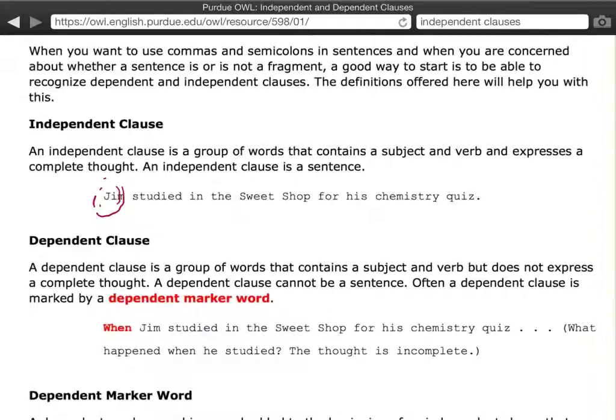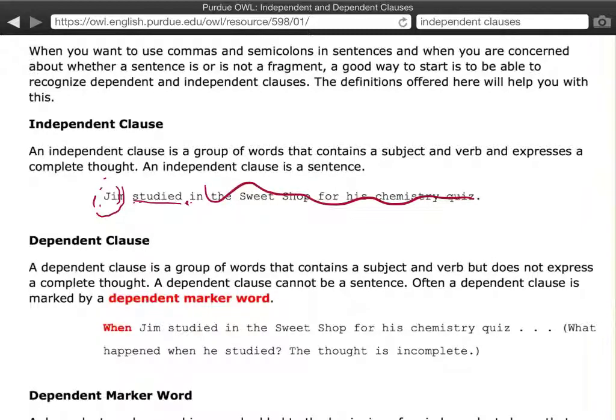And what did he do? He studied would be your verb. So that would be your subject and verb, and because you have both of those, you have a complete independent clause. An independent clause could just be Jim studied and not even have any of the rest of that. Just Jim studied. That's a complete sentence. That is an independent clause.